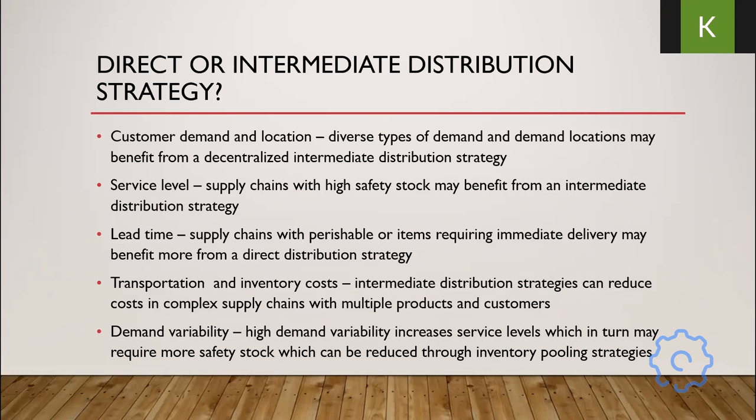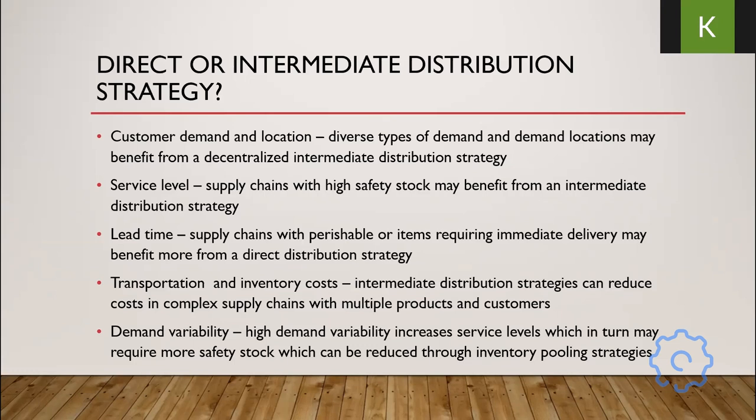So for instance, customer demand and location. If you have one customer that has a very solid demand that does not vary very much, or you may have a contract where you provide so much over time, a direct distribution strategy may be a good way to go because there's very little variation. Conversely, if you have diverse types of demand and demand locations, an intermediate distribution strategy may be better because you're able to move products more freely between locations.